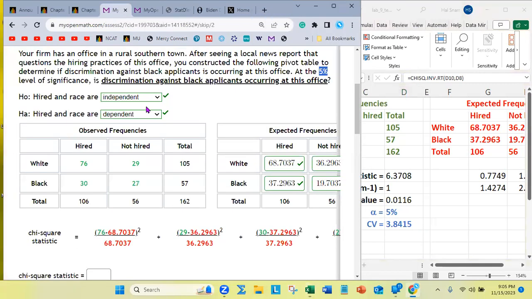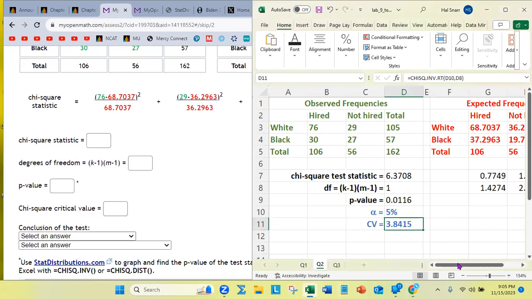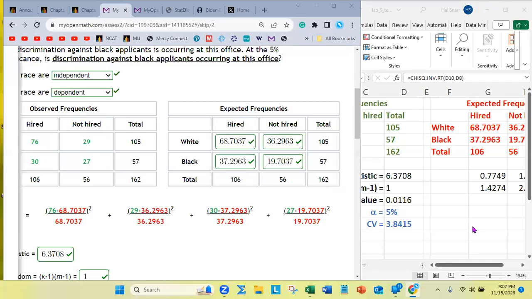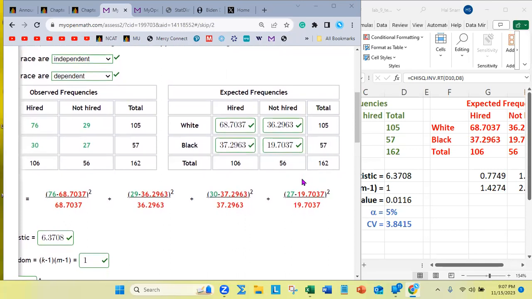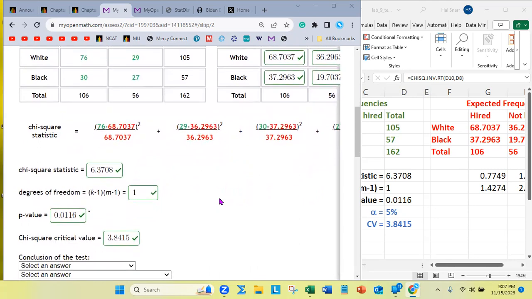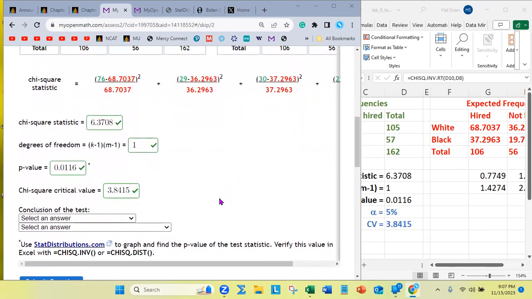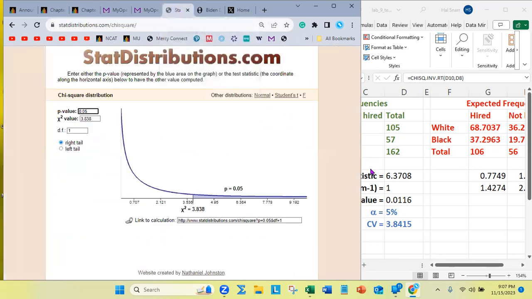So let's put the answers into our problem here. Okay, it looks like I did everything well, because the expected frequencies all check. The chi-square test statistic checks. So does the degrees of freedom, the p-value, and the chi-square critical value. Now for the conclusion of the test.